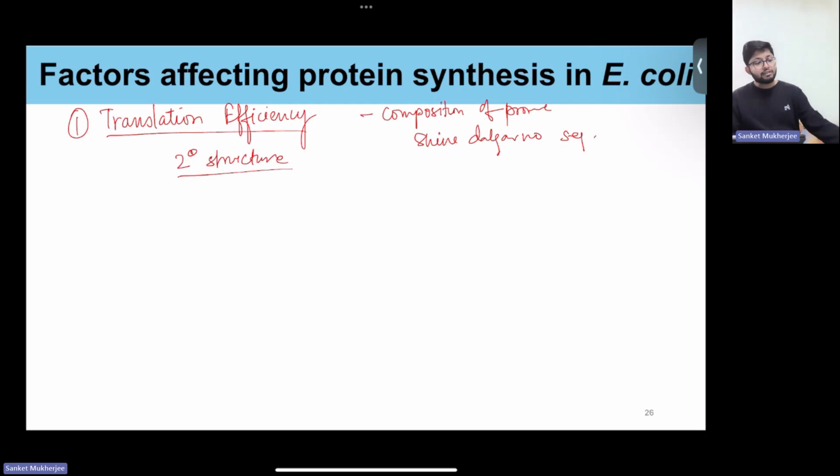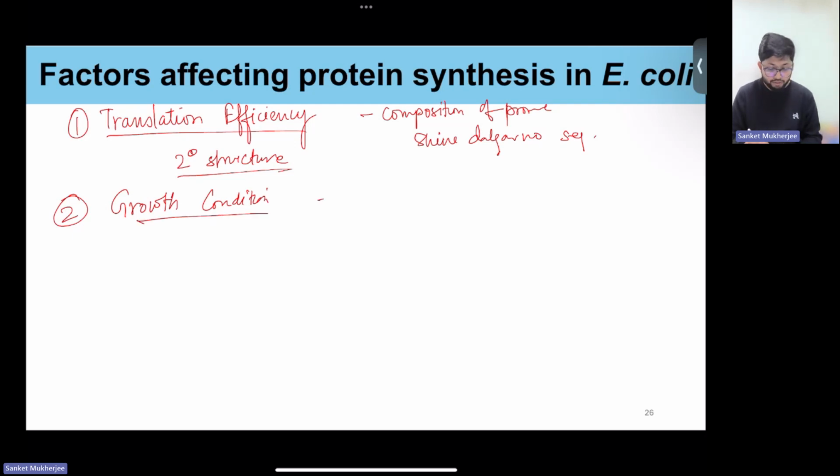What are the other factors? There could be growth conditions that could affect it. So definitely media is one of the reasons. Which kind of media you are using can affect protein production as well. The carbon source in the media and the nitrogen source are very important, because the nitrogen sources will actually provide the raw material for amino acids, at least.